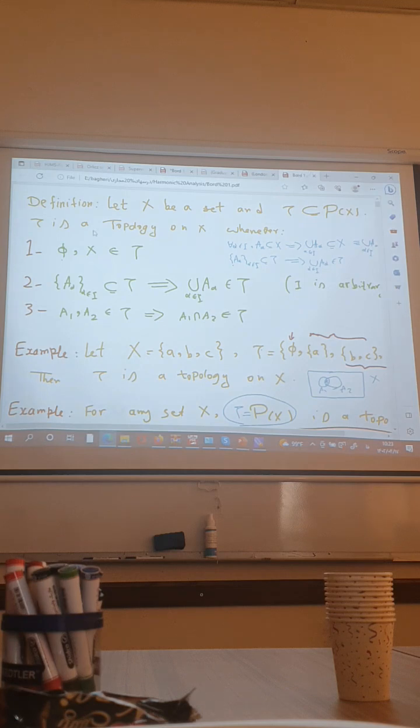Topology has one definition in harmonic analysis, but in operator theory you must know this. But in harmonic analysis, you see the definition in your courses, okay?